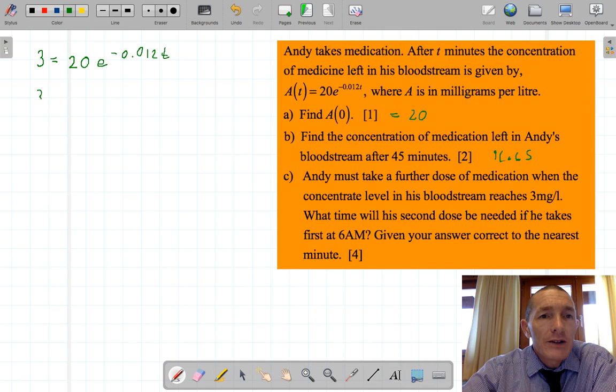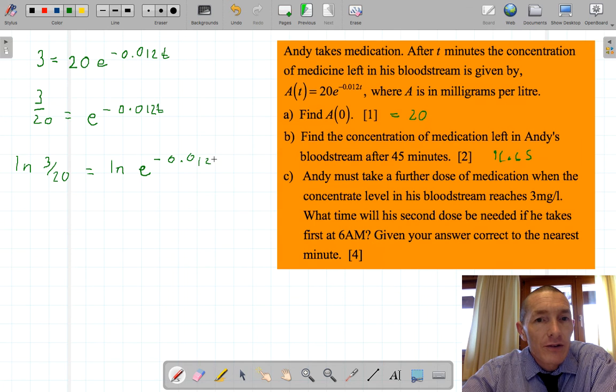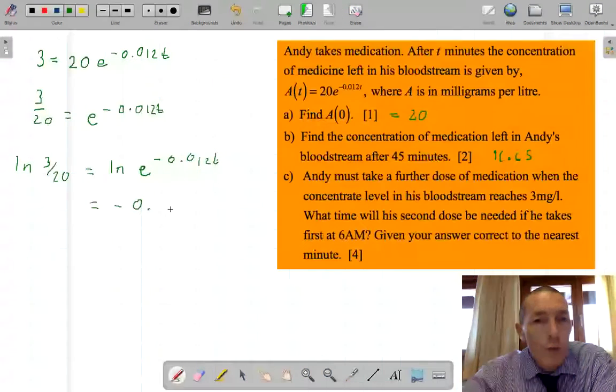Well, I can divide both sides by 20. And now it's just e to the negative 0.012 T. Now, whenever I don't know a letter, and it's in a power here, I always take logs of both sides. But for this one, because I've got the e, I'm going to take the natural log of both sides. When I take the natural log of the right side here, it's basically going to cancel out the e. And I'm going to just have this power come into the front, which is one of the rules of logs. So it becomes this power at the front and then log e. And log e is 1. It just cancels out.